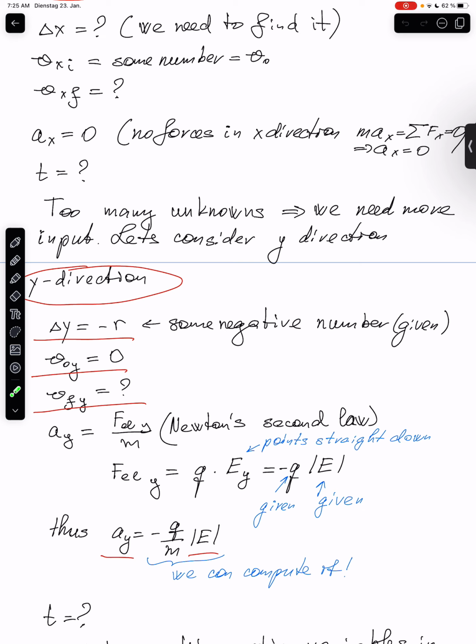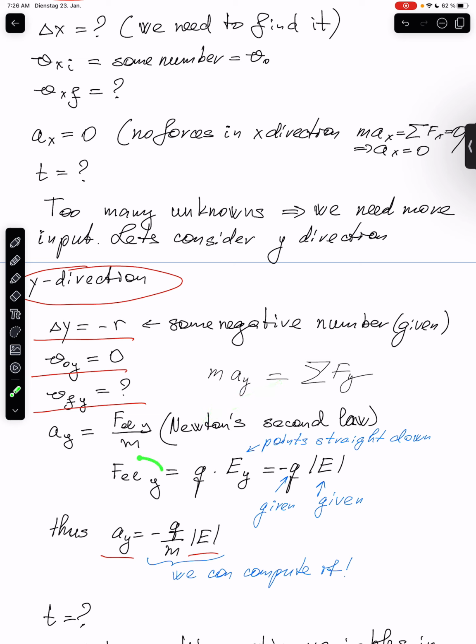Well, acceleration in the y direction we can find using Newton's law, right? So the acceleration in the y direction, a_y, times the mass equals the net force in the y direction. The only force in the y direction here is the electric force, F electric, and we just divide by m. So from Newton's law we obtain this equation here.